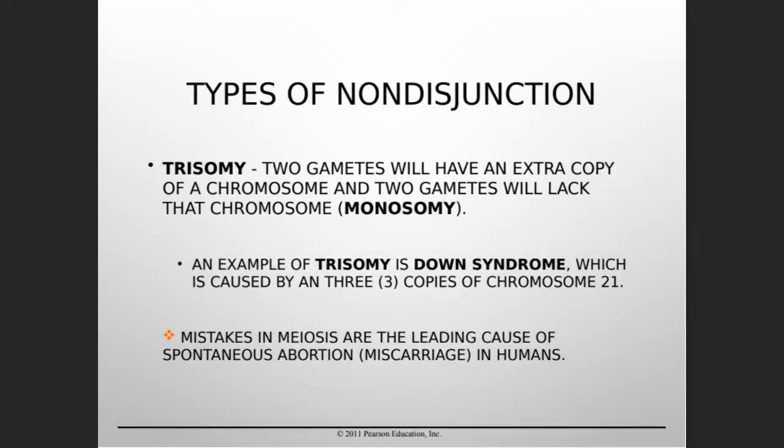So let's look at types of non-disjunction. These are the chromosomal disorders we're talking about. Trisomy is where two gametes will have an extra copy of a chromosome and two gametes will lack a chromosome. So trisomy has the extra and monosomy is missing one. Probably the best-known example of trisomy is Down syndrome. Down syndrome results from three copies of chromosome 21, and that's the most common one.